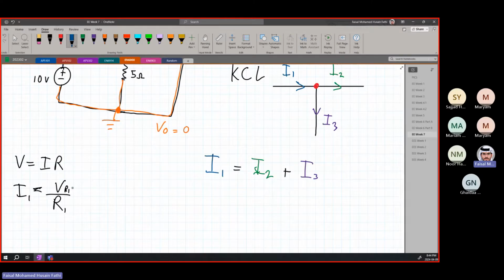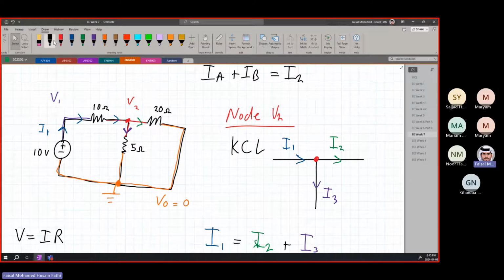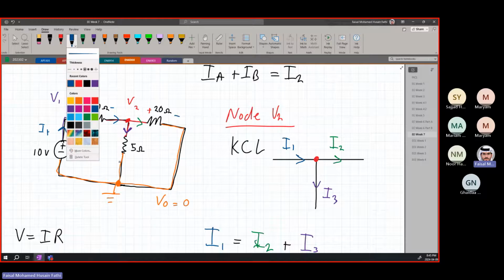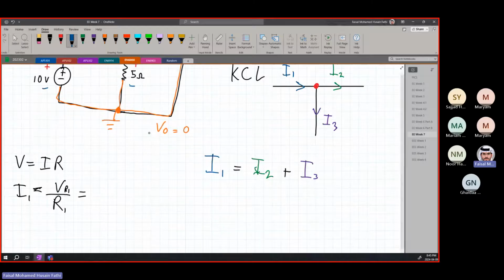So VR1, if you remember from before, now if we put the polarities here, this is plus, minus, this is plus, minus, and this is plus, minus. Right? And this is obviously plus, minus. Okay? So the polarity here is plus, minus. We know that I1 is going through this 10 ohm resistor. This is the blue one, and this is I1 basically. All of this is for I1. So let me write it in blue.